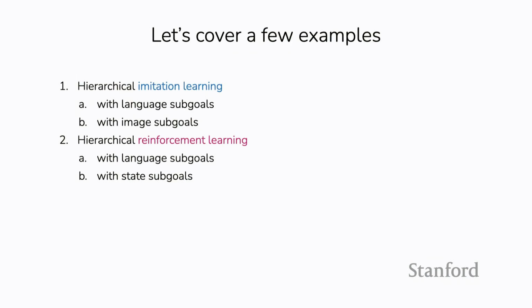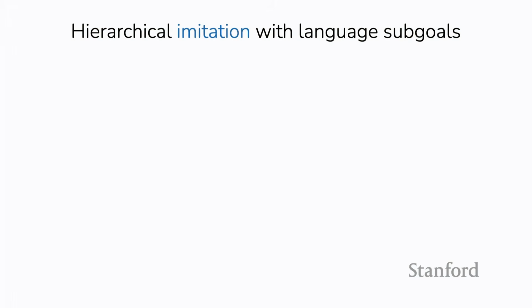Cool. So I want to cover a few examples of these systems, and I picked examples that I think illustrate a few different design choices that are helpful and actually have comparisons on those design choices that elucidate some of the benefits of one design choice versus another. So let's start with talking about hierarchical imitation learning systems. And we'll start with language subgoals. Let's first talk about what the data would look like for training a hierarchical imitation learning system with language subgoals.